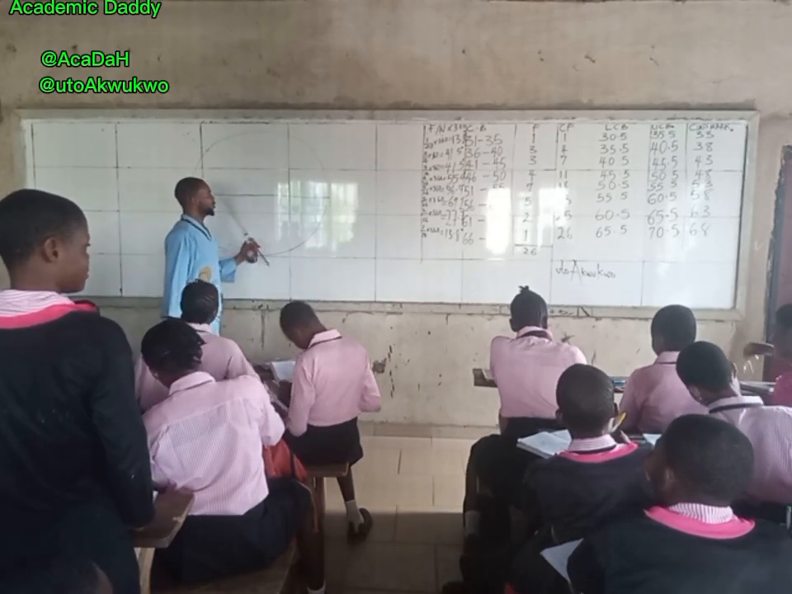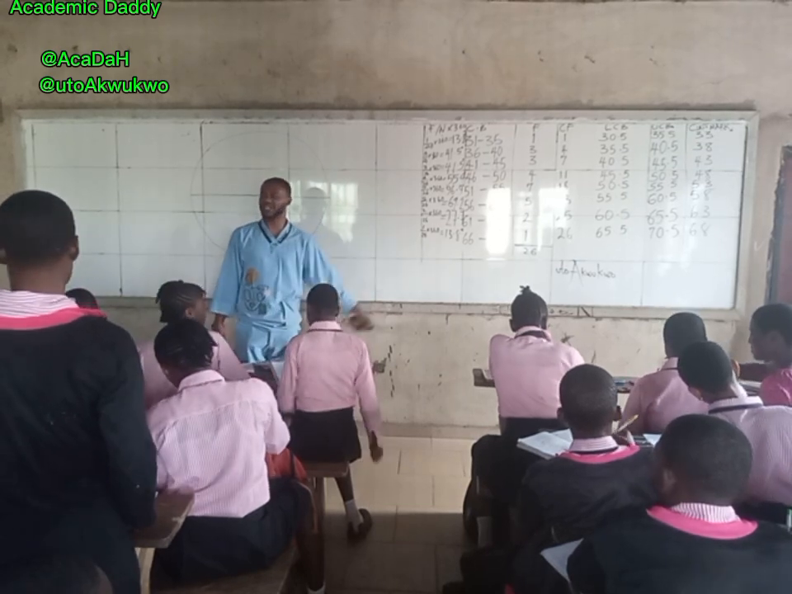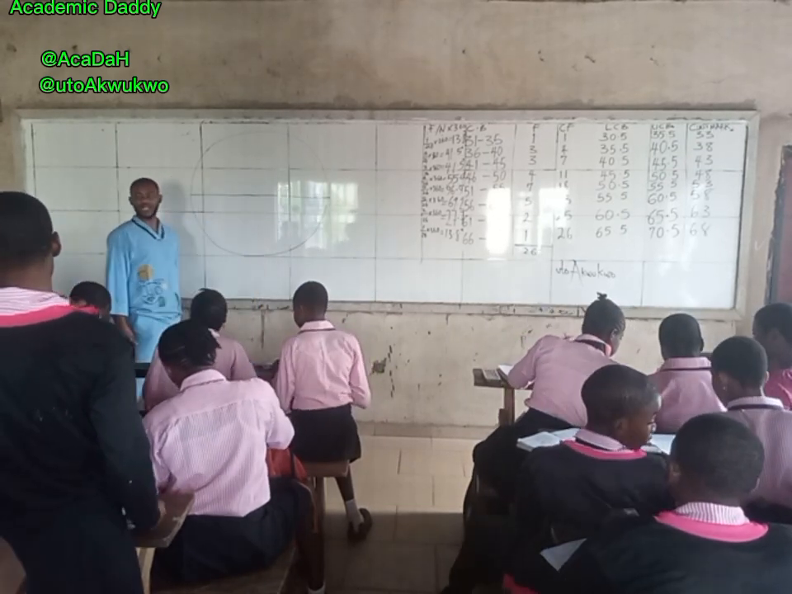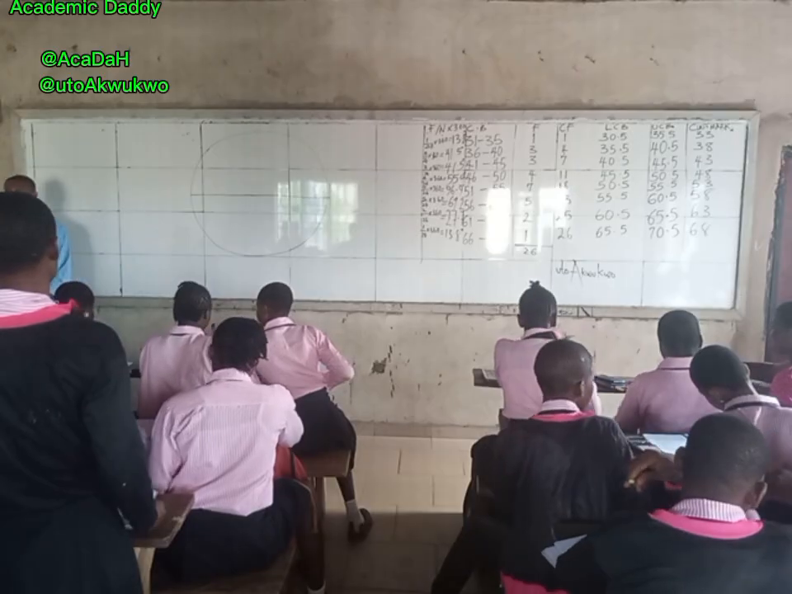So once you draw the circle, draw a horizontal line, straight. Then you draw the horizontal line. It's a very straight horizontal line.